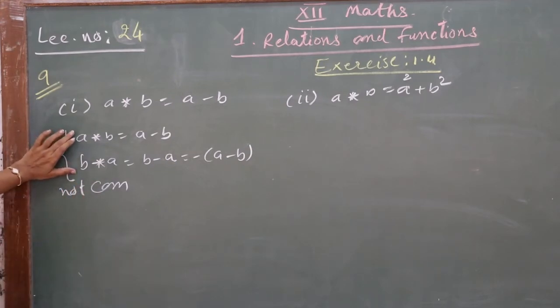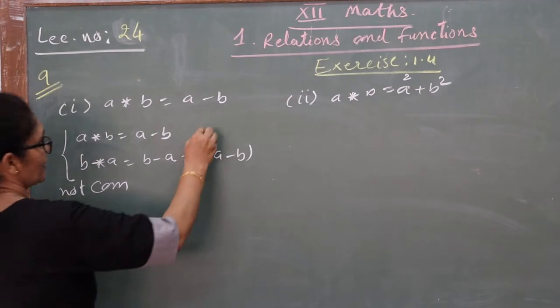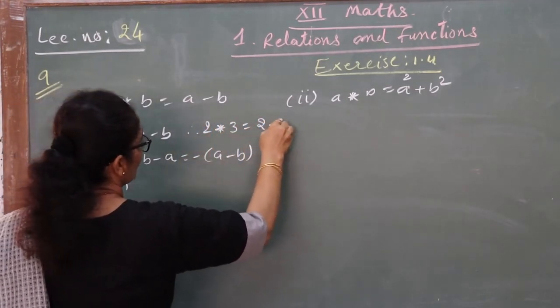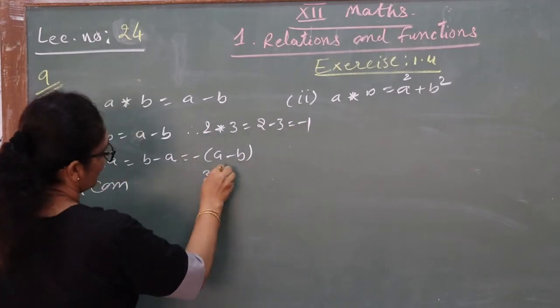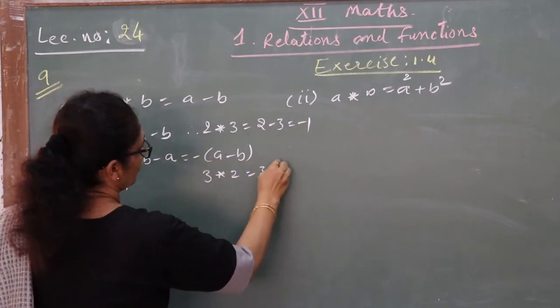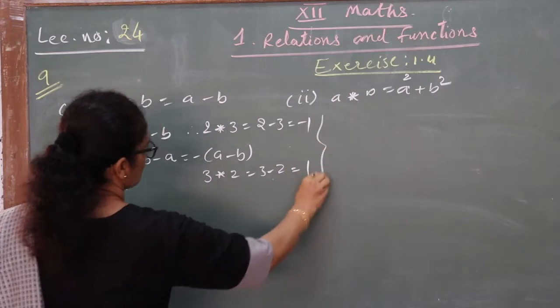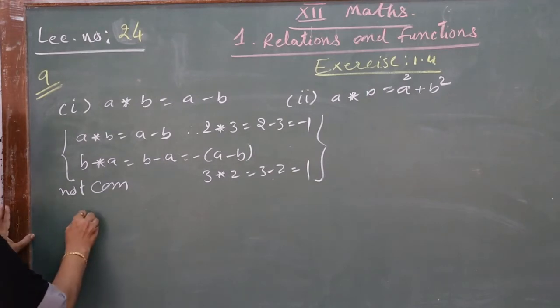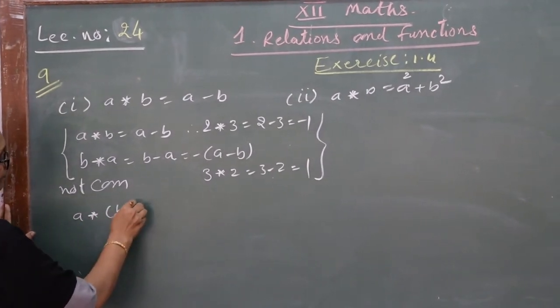Now if you don't want to write it this way, then you can take an example. Here we are taking 2 and 3. So 2 minus 3 is minus 1. Here we are taking 3 and 2. So 3 minus 2 is plus 1. So one answer is minus 1 and another is plus 1. So obviously it is not commutative. Let's check for associative.